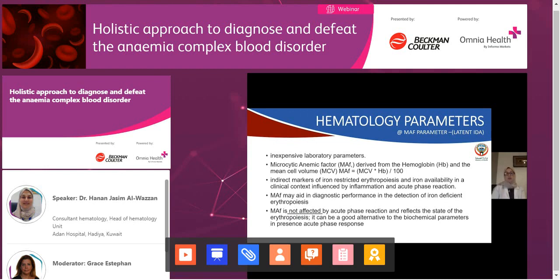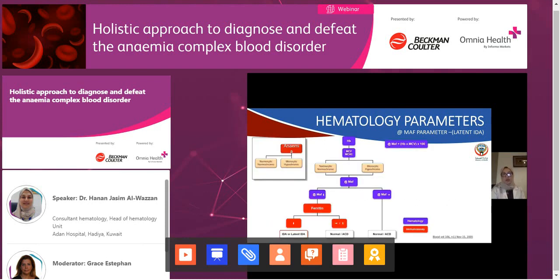The microcytic anemia factor parameter is an inexpensive laboratory parameter. It is derived from the hemoglobin and the MCV. It is MCV multiplied by hemoglobin divided by 100. It is an indirect marker of iron-restricted erythropoiesis. It combines both the size and the hemoglobin content. It is not affected by the acute phase reactant and reflects the state of erythropoiesis. It can detect the early iron-restricted erythropoiesis.